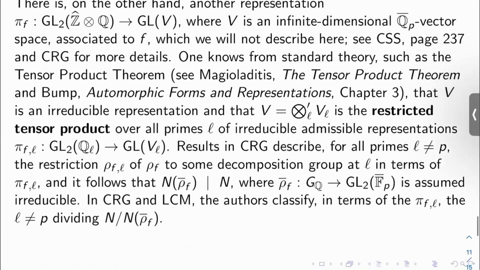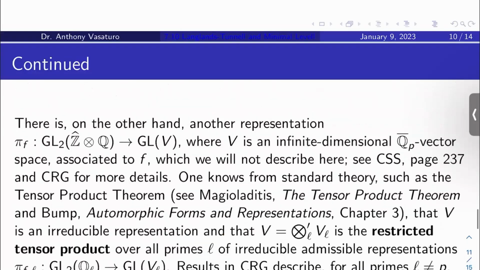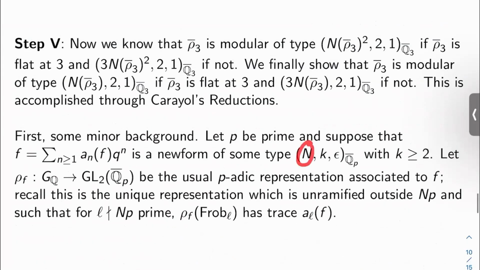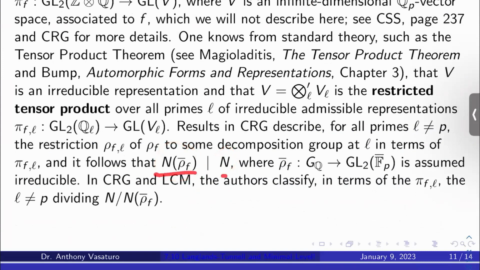Results in the Carayol paper describe, for primes l that aren't p, the restriction rho_{F,l} of rho_F to some decomposition group at l in terms of pi_{F,l}. This is Carayol's big thing, this local-global compatibility. It follows that N of rho bar F actually divides N. What was N? N was the level we started with. So you can always get N of rho bar F to divide N.